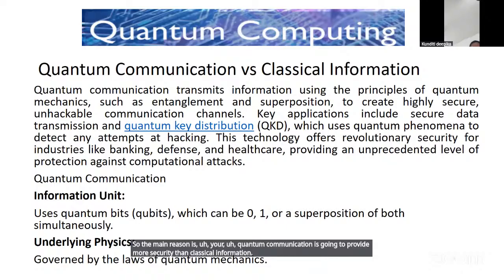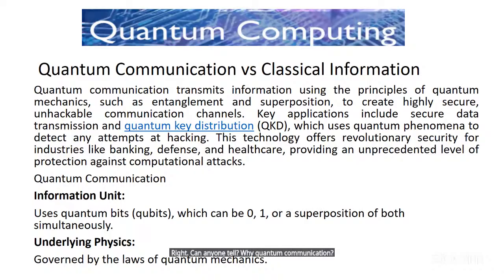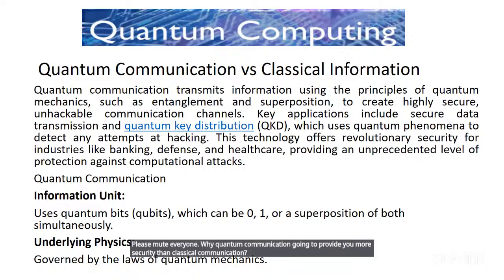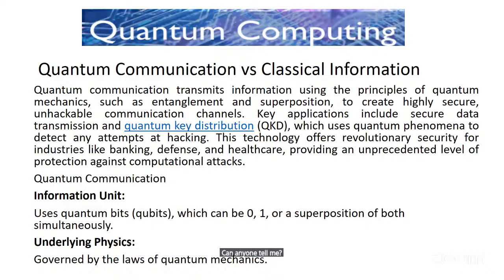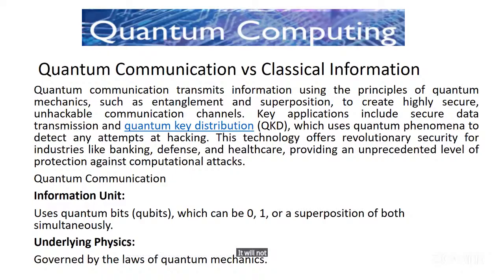Why? Can anyone tell? Why is quantum communication going to provide more security than classical communication? Can anyone tell? You know about the no cloning theorem? In quantum communication, we take the support of the no cloning theorem. Whenever we try to make any copy of the quantum information, it will not allow duplication.